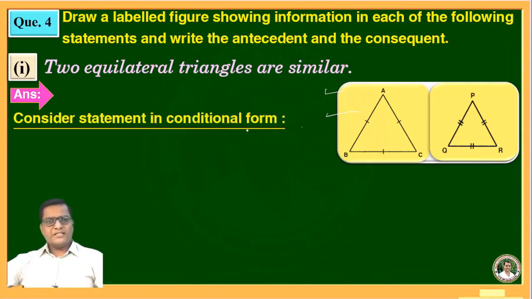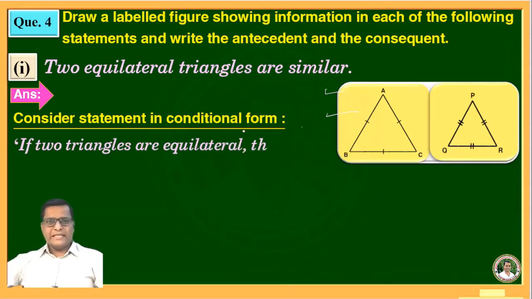What will be the conditional form? Means in short, write the given statement in if-then form. It will be, if two triangles are equilateral, then they are similar. From this statement, we will easily write the antecedent and the consequent.